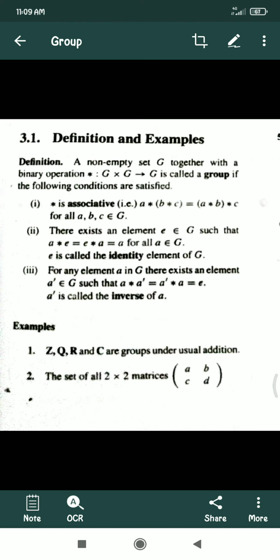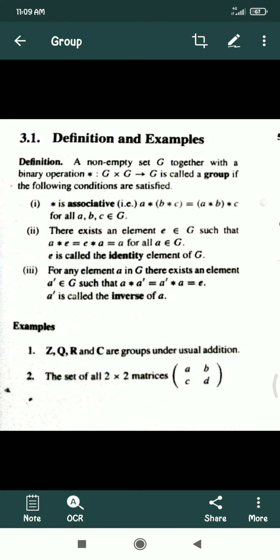three conditions mainly. Before that, first we have to choose a binary operation. Here we denote star as a binary operation. So we define a mapping star from G cross G to G. The mapping is called a group if it satisfies the following three conditions. So here star is the binary operation we have chosen.